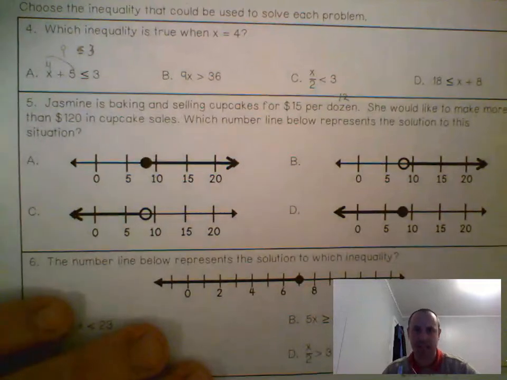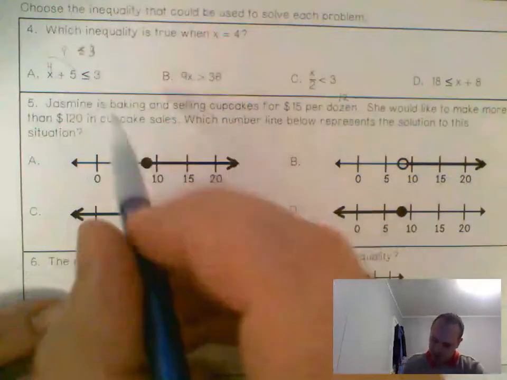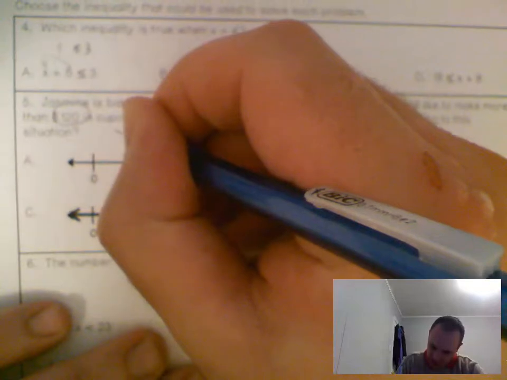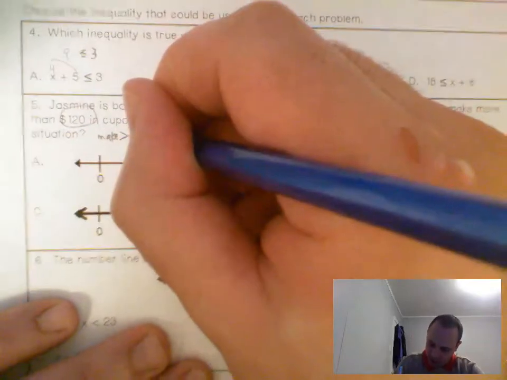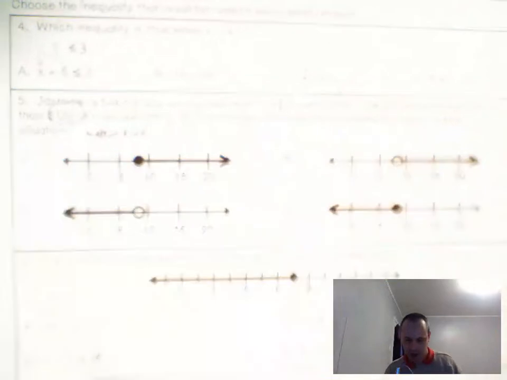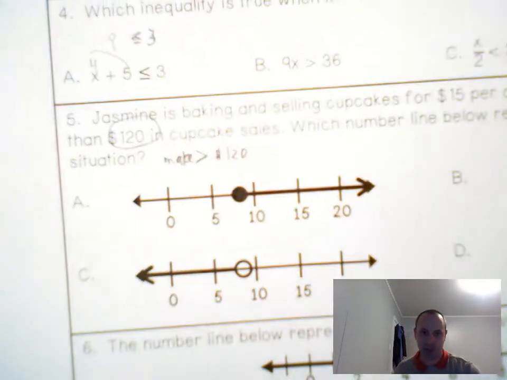So Jasmine is baking and selling cupcakes for $15 per dozen. She'd like to make more than 120. So if she'd like to make more than 120, let's write this down. She wants to make greater than 120.